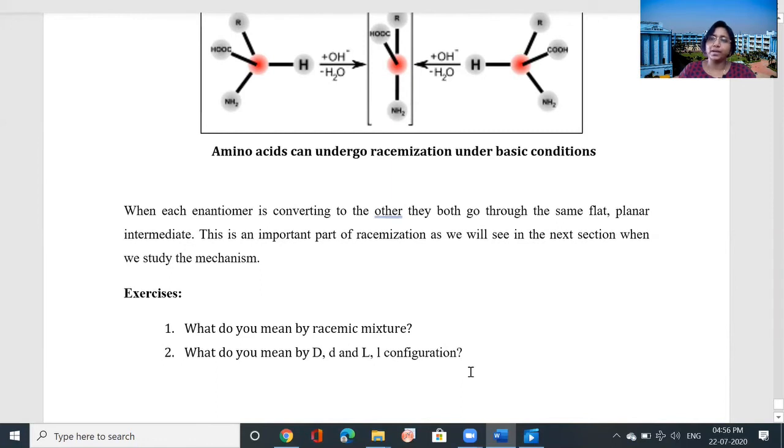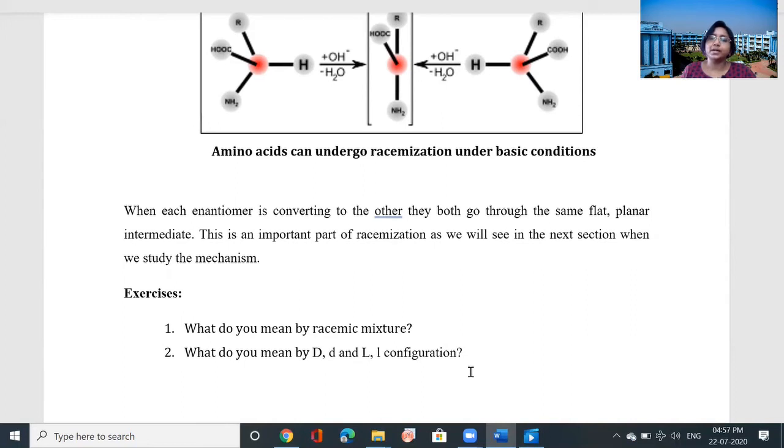Next question, what do you mean by DD and LL configuration? You can explain very well. You have observed the video, so you can visualize what is the DD configuration and what is LL configuration. First of all, you have to take a Fischer projection of the structure. Then you have to look that the main group, like the aldehyde group, will be at the top position. Then the hydroxyl group will be at the right side or left side. On this basis, you have to check whether it is DD configuration or LL configuration.